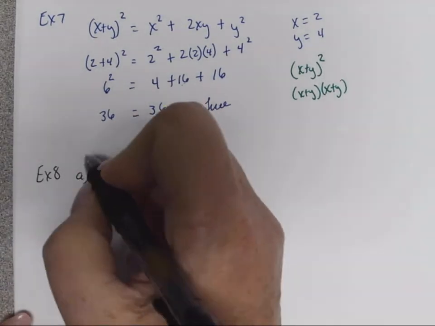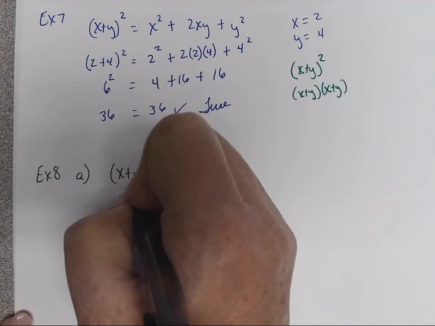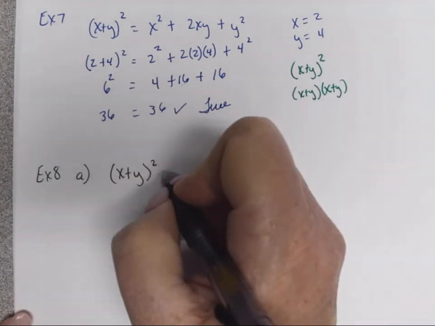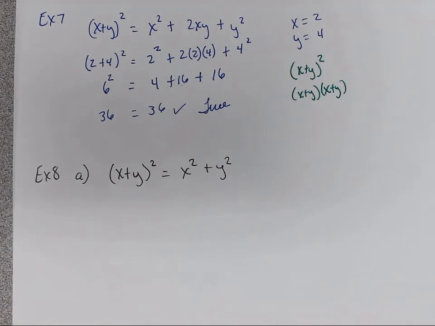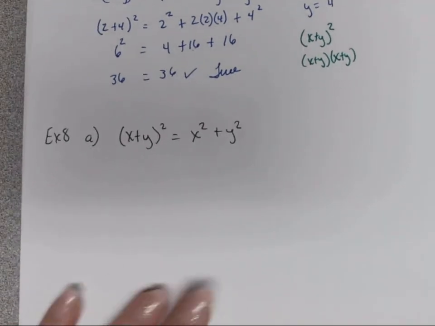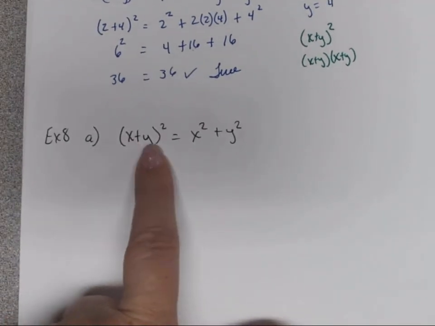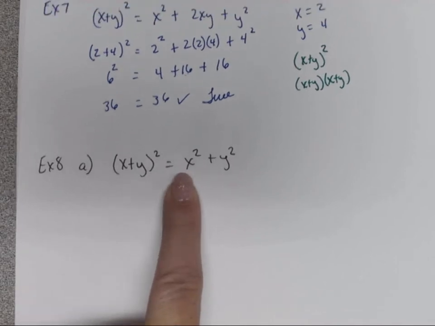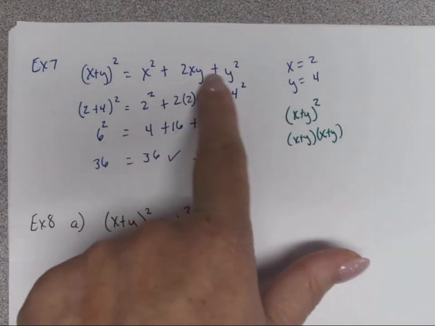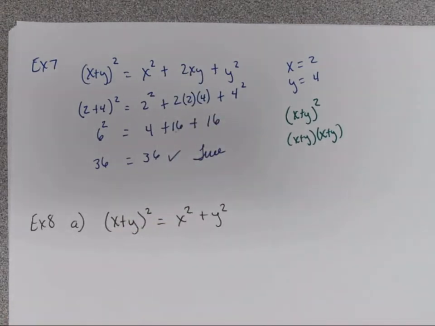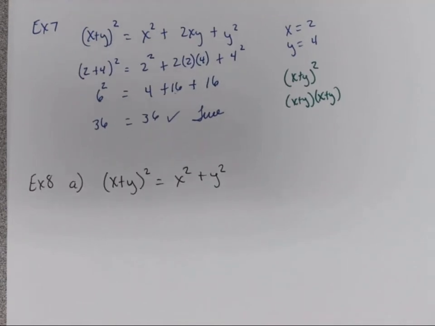And part A says that we have (x + y)² equal to x² + y². And I see this a lot in my algebra classes. They're going to square x and square y, but we already know from the previous example that (x + y)² actually will equal this. This is true, this is not. So again, we're just picking a counterexample. A counterexample is just a fancy way of saying pick something that shows this isn't true.